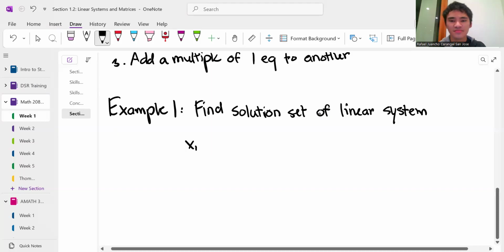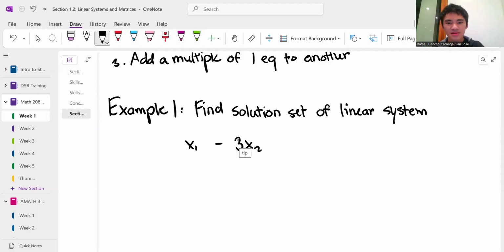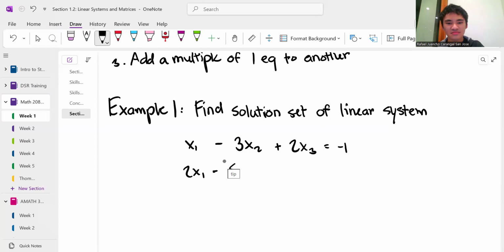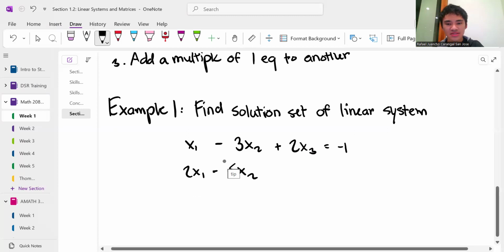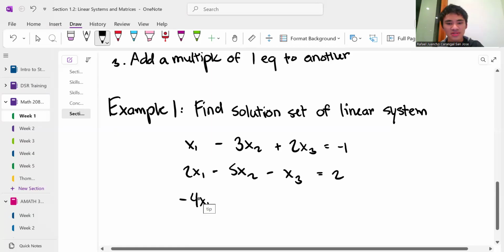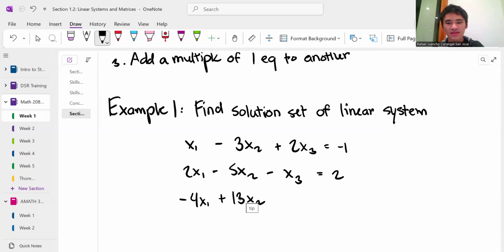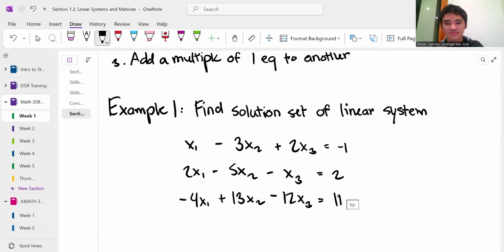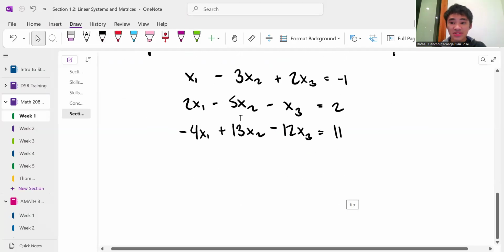We have x sub 1 minus 3x sub 2 plus 2x sub 3, and we're going to equate that to negative 1. Then we have 2x sub 1 minus 5x sub 2 minus x sub 3. We're going to equate that to 2. And then we have negative 4x sub 1 plus 13x sub 2 minus 12x sub 3, and we're going to equate that to 11. So this system is in non-echelon form.